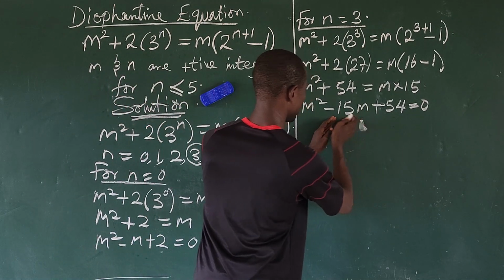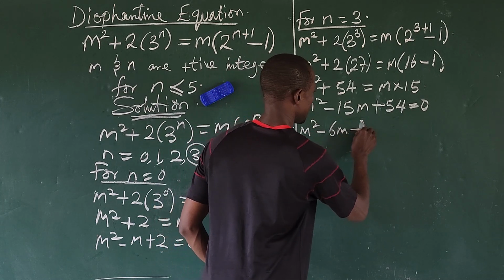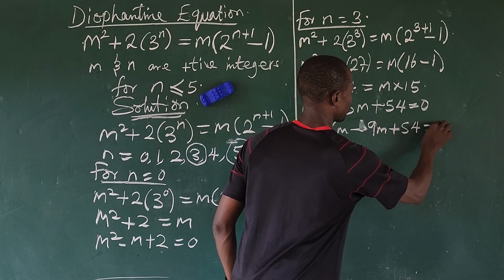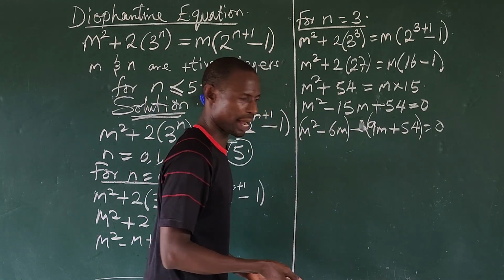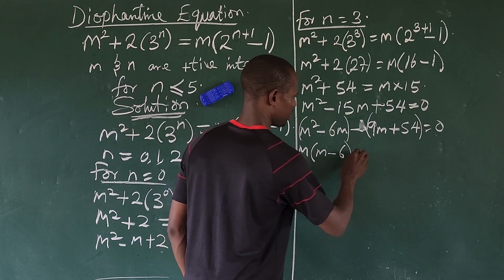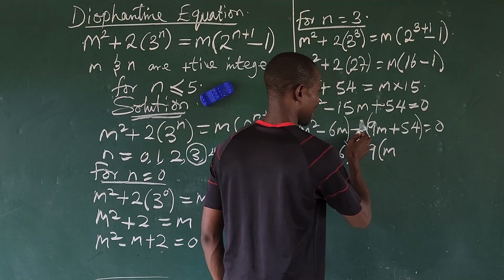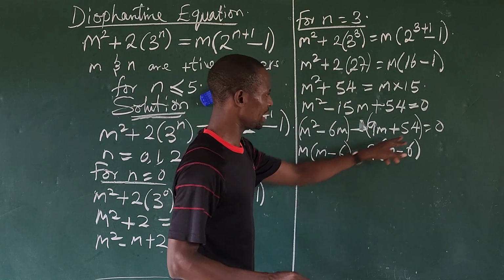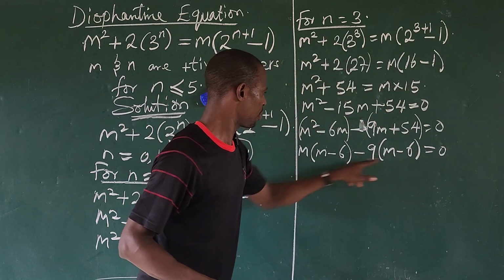So we can rewrite this expression here as m to the power of 2 minus 6m minus 9m plus 54 equal to 0. So we can put this in bracket, put this in bracket, factor out m here. So we now have m bracket m minus 6 close bracket minus what is common here is 9. So we have 9 bracket, we are left with m minus 6, because 9 dividing 54 will give us 6. Everything equal to 0.